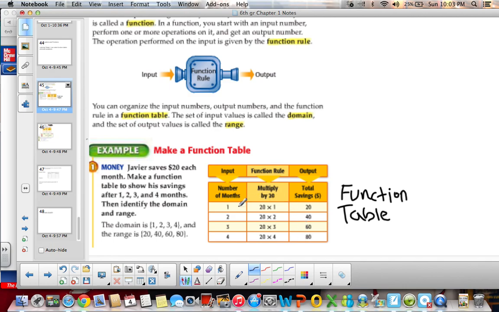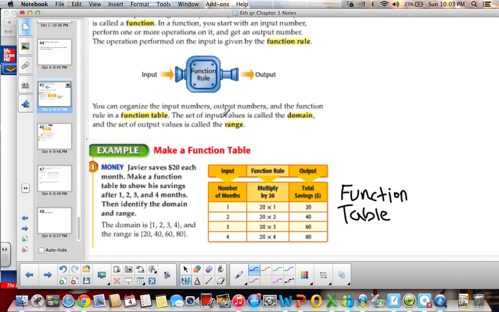So we can see that the same thing is happening every time. We can multiply each number by $20. So 1 times 20, we get 20. 2 times 20 is 40. 3 times 20, we get 60, and so on. So our input is the number of months. Our output is the total money that he has after that number of months. And our function rule is that we are multiplying by 20.